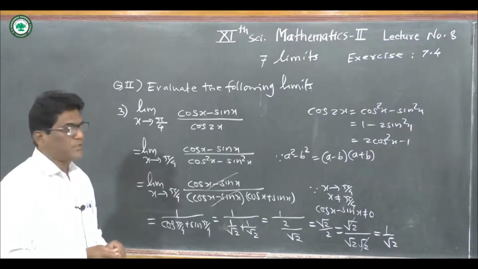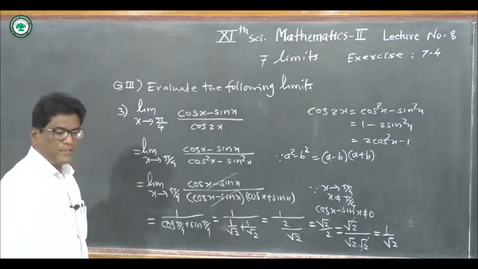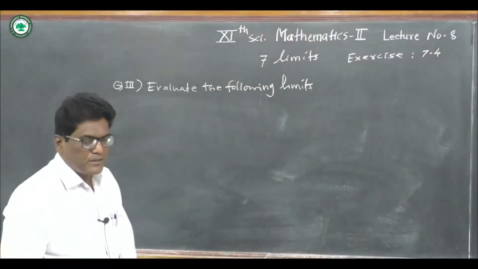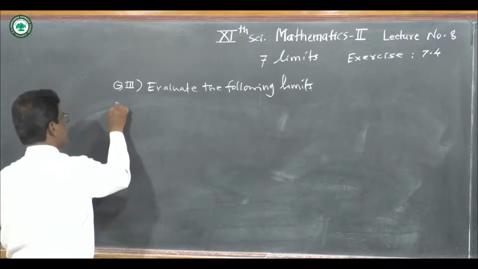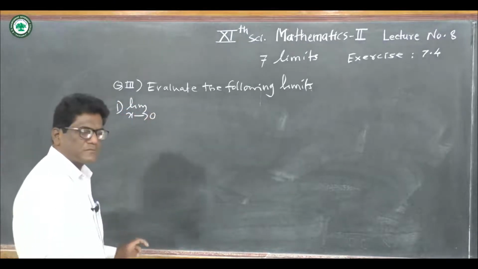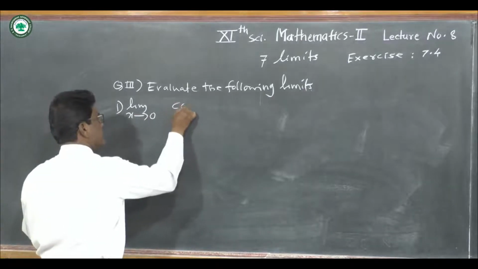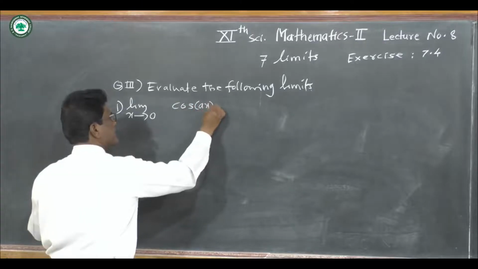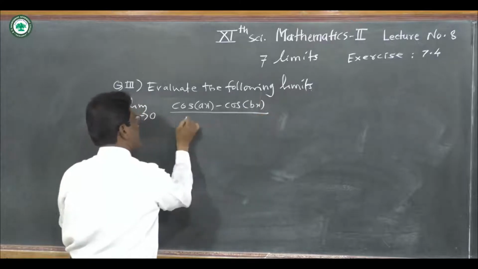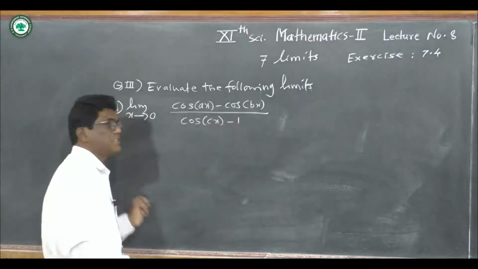Now we see question number 3. Evaluate the following limits. First problem: limit x tends to 0 of (cos of ax minus cos of bx) upon (cos of cx minus 1). This is the problem.